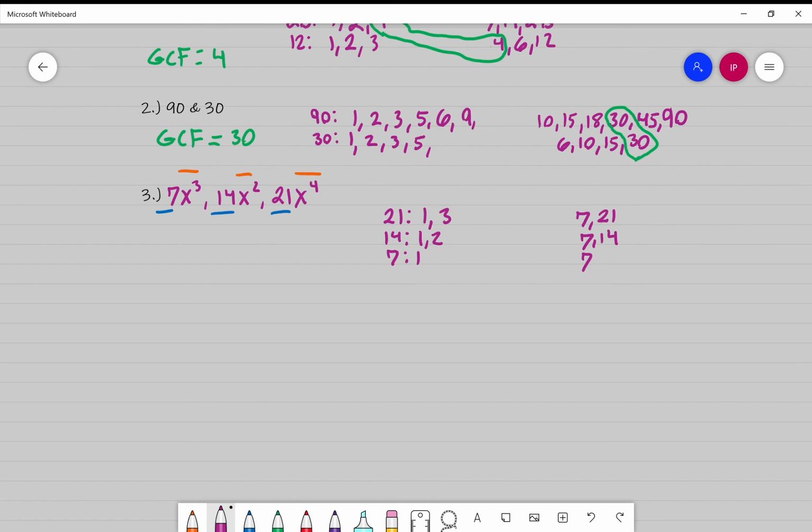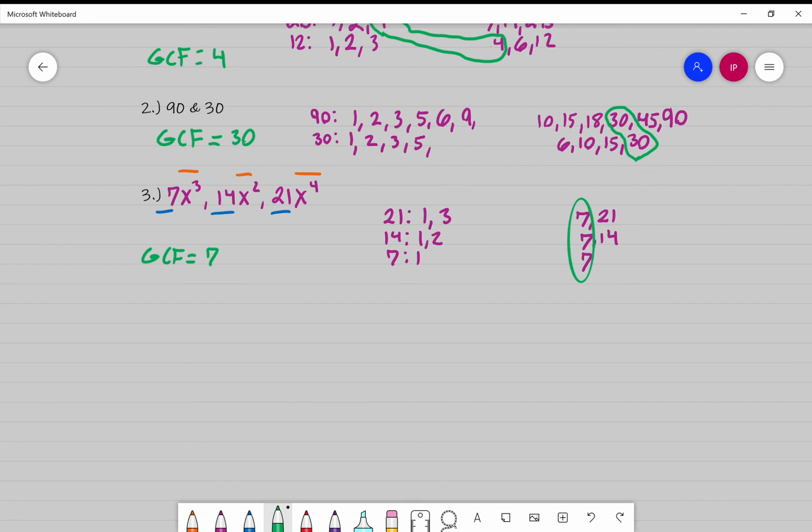Alright, now we have to figure out what's the largest number between 21, 14, and 7. What's the largest number they have in common? Well, we see it is 7. Awesome. So we know our GCF is going to have a 7 in it. But that's not our final answer, because like I said, we have to find the GCF between the numbers and the variables.